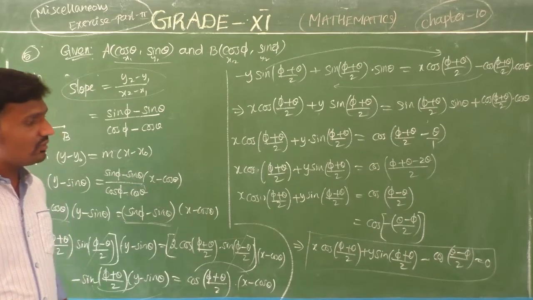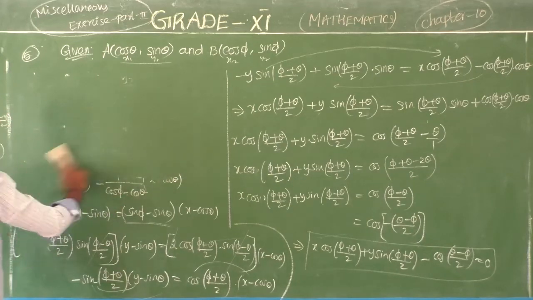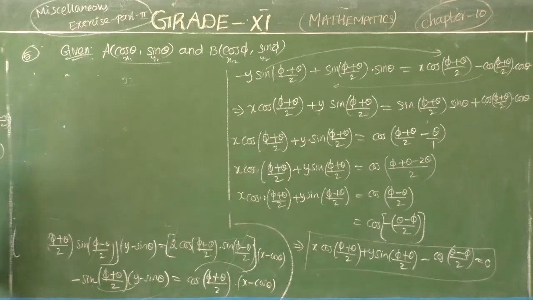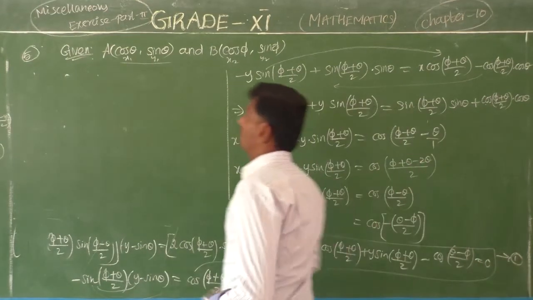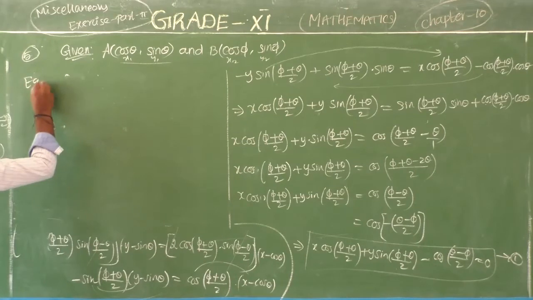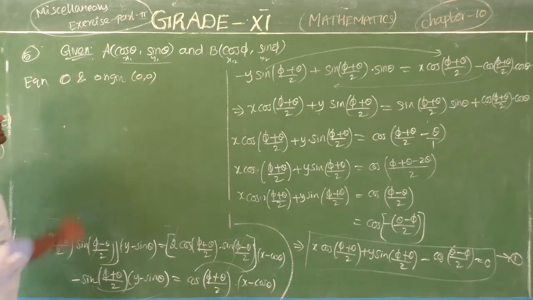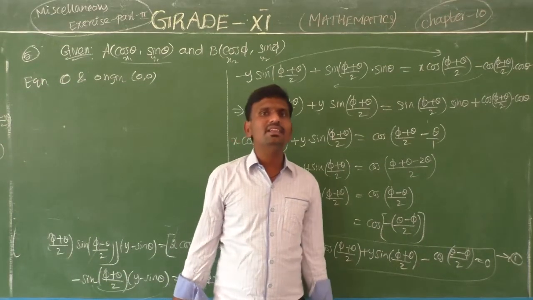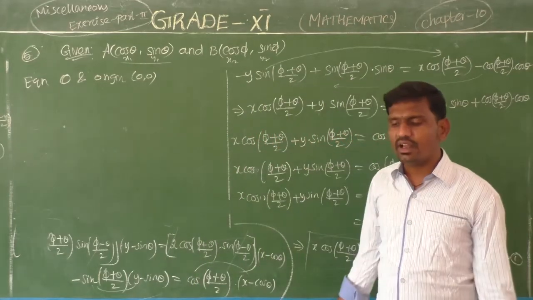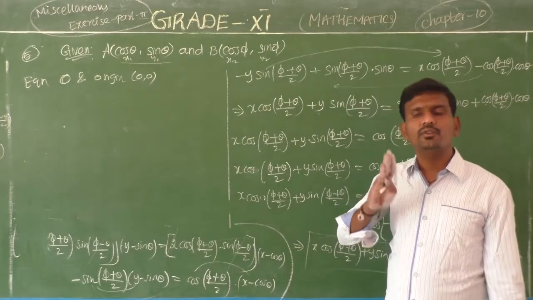Okay, and next what we are going to do? To find the distance. To find the distance formula. Okay, so already you know the distance formula. What is the distance? So take this as equation number 1 and the origin. Origin means what? 0, 0. So you know the formula for the distance: modulus of ax1 plus by1 plus c, the whole divided by square root of a square plus b square. So this is the formula for the distance.